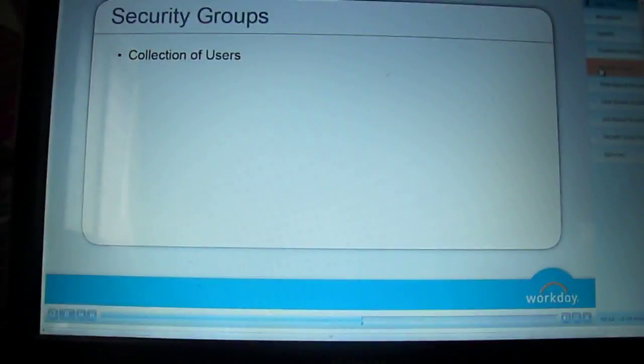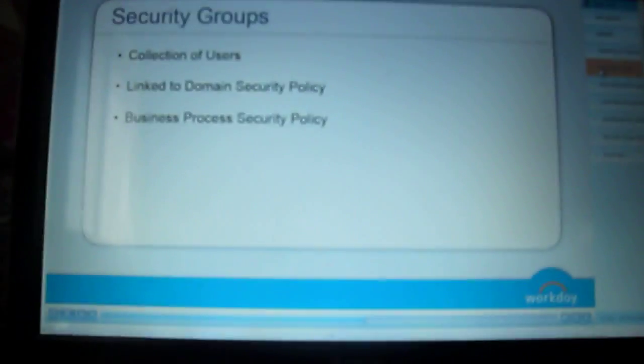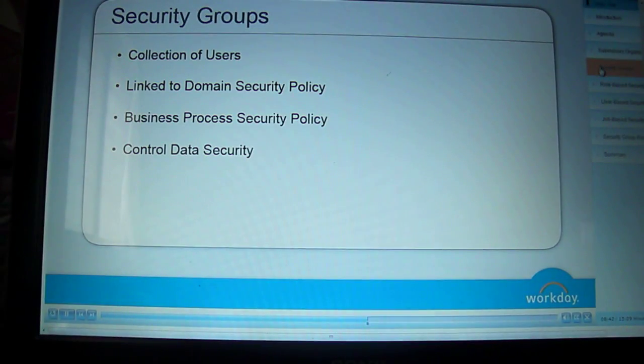A security group is a collection of Workday users that you can link to either a domain security policy or a business process security policy to configure access in Workday. Data security is controlled by using security groups which can be constrained, for example, limiting workers to a given context, or unconstrained, system-wide.